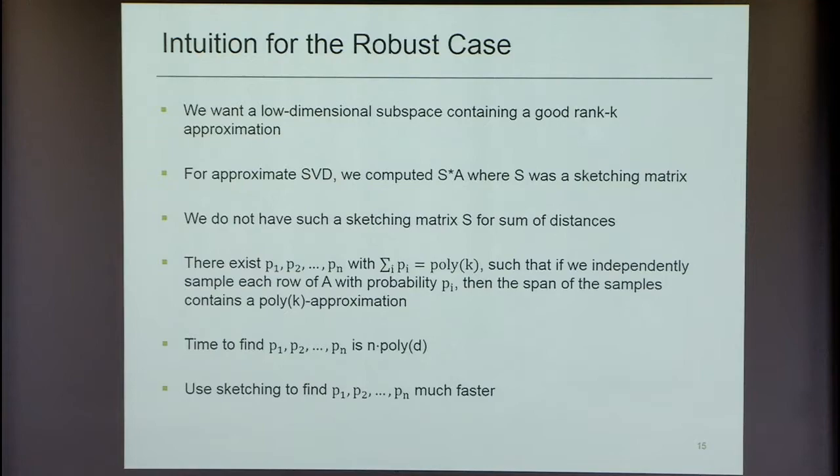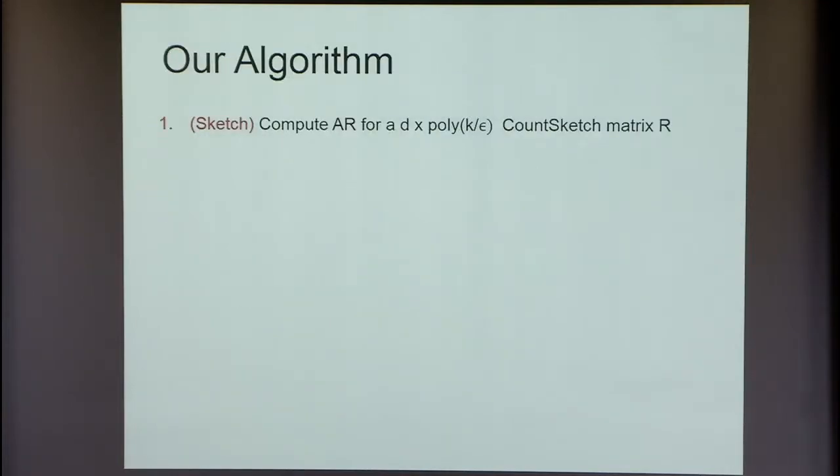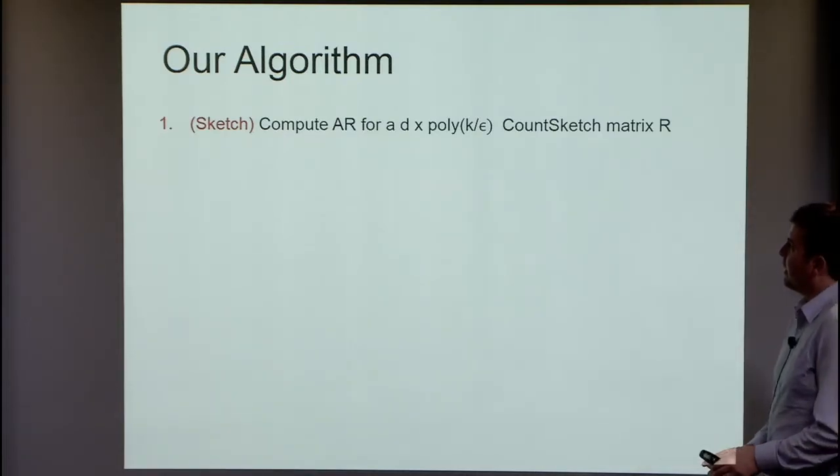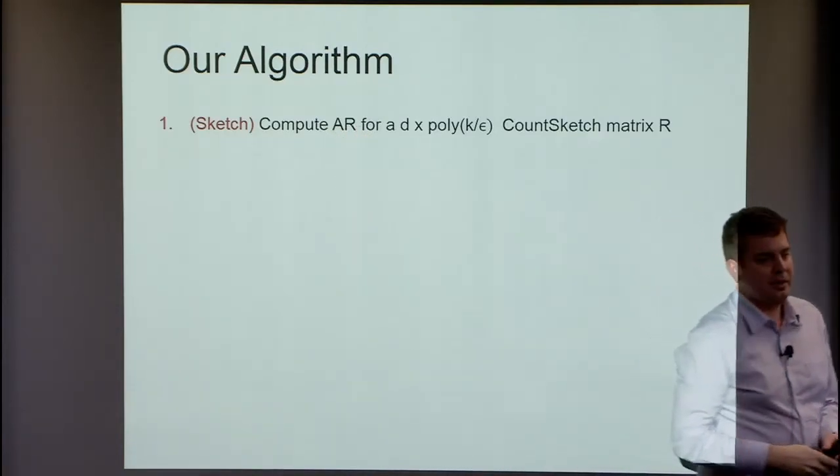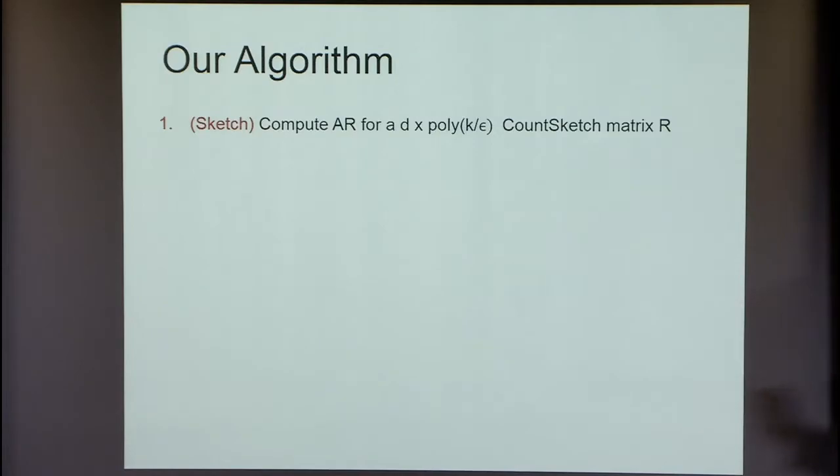So let me just give you an idea for the overall algorithm. The first step of the algorithm is to replace A with A times R, where R is a count sketch matrix. This reduces the matrix from being n by d to n by poly k over epsilon.